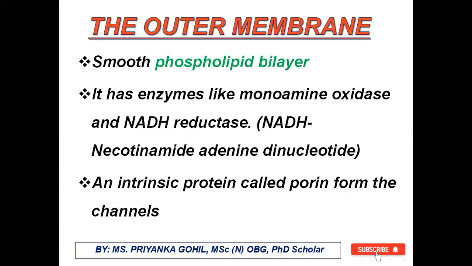Now, if we talk about the outer membrane, the outer membrane is a smooth phospholipid bilayer that is enveloping the mitochondria. It has enzymes like monoamine oxidase and NADH reductase, that means nicotinamide adenine dinucleotide. Now, an intrinsic protein called porin forms channels which make the membrane permeable to solutes and metabolites. This allows the free passage of substances with molecular weight less than 10,000.